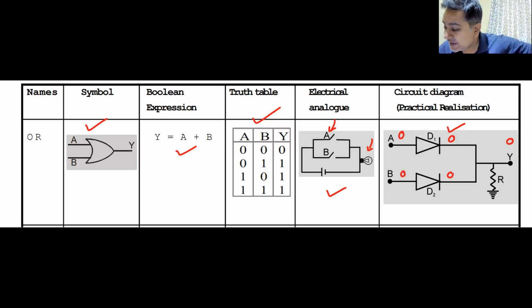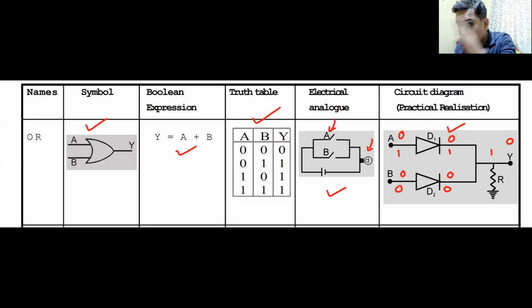Now we understand this. If it is 1, it will conduct, it will be 1. Yes or no? Yes, sir. If it is 0, it will not conduct, it will be 0. 1 plus 0 will be 1. Yes or no? That's how we get it. Do we understand this? Yes, sir.